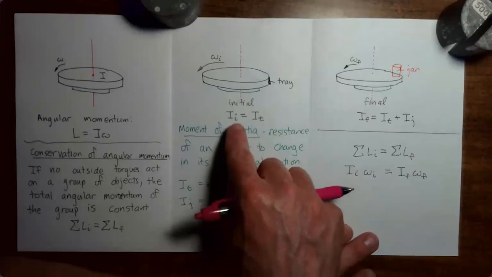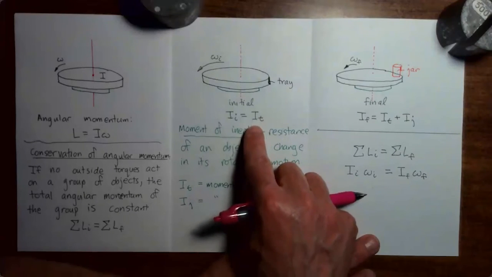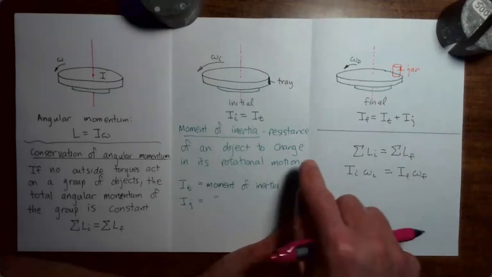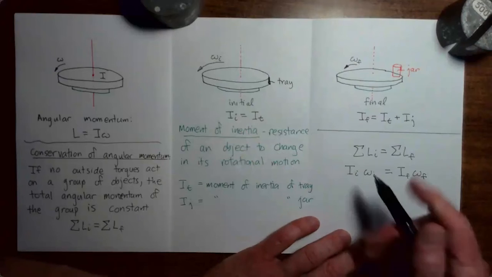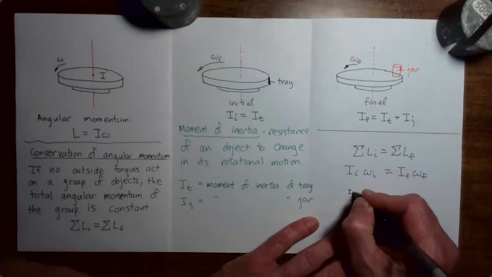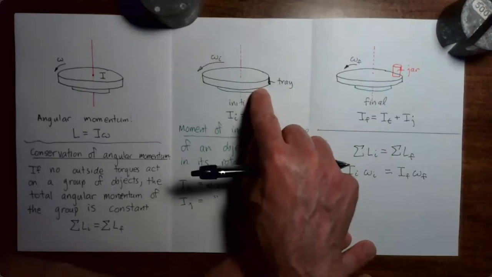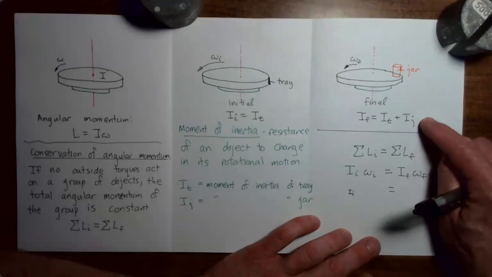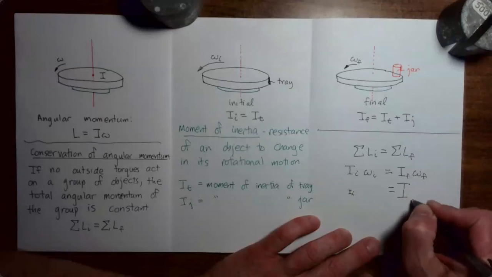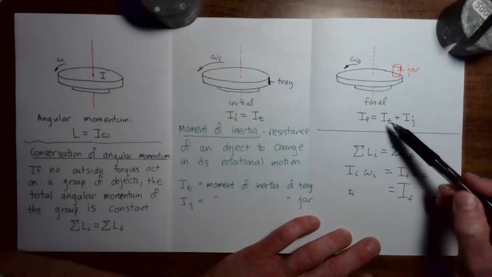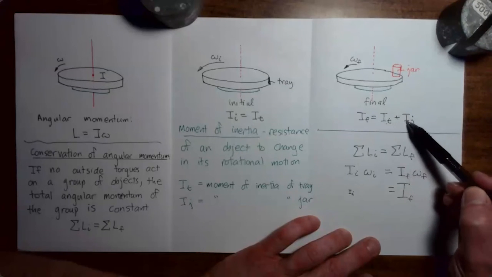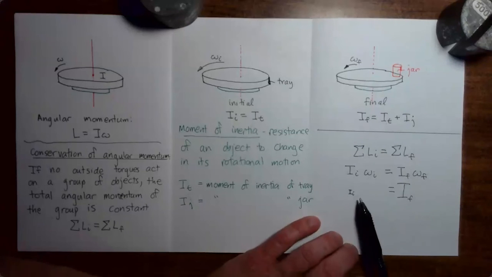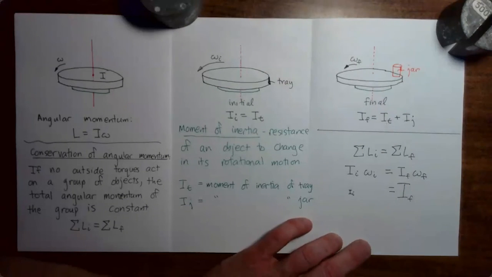Now, let's compare the moment of inertia in the initial situation with the moment of inertia in the final situation. The moment of inertia in the initial situation is smaller because the only rotating thing here is the tray. The moment of inertia in the final situation is bigger because it includes the moment of inertia of both the tray and the jar. So as we go from the initial situation to the final situation, the moment of inertia got bigger.